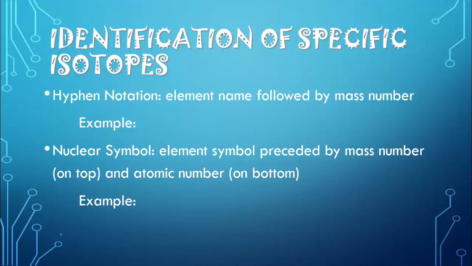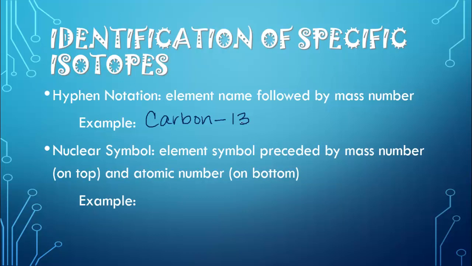The first is by hyphen notation. In hyphen notation, we take the element name, which is based on the atomic number or the number of protons, and follow it with a hyphen, then the mass number. So for example, we could have carbon-13, where carbon is the element name and 13 is the mass number. This is then a specific isotope of carbon.